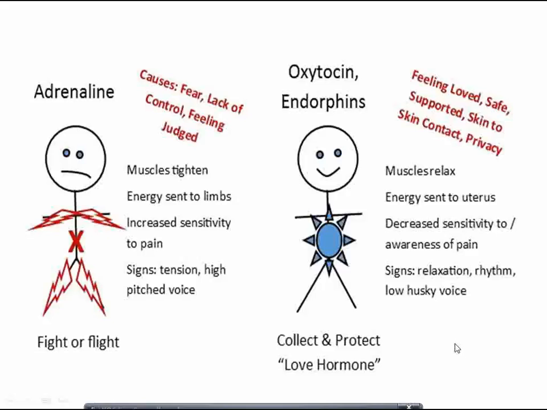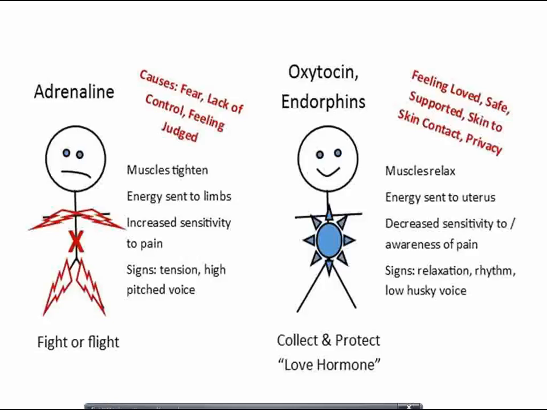Now, one thing is that during parturition, if the mother is more fearful or is not feeling relaxed, then it is adrenaline which is getting secreted also, apart from whatever other hormones are working. When adrenaline is working, it normally tightens the muscles. Energy is sent to the limbs, and sensitivity to pain becomes more. And the signs are the person is in tension, has a high-pitched voice, she will be crying, she will be yelling.